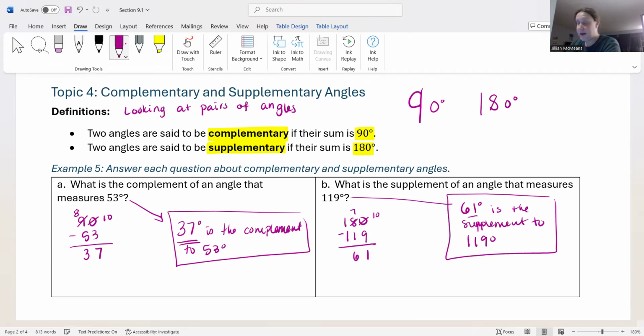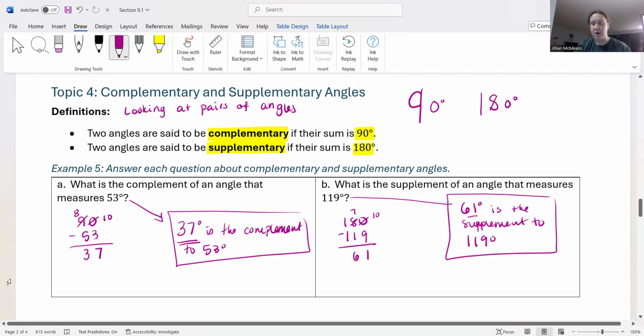And that's it. So that's supplementary and complementary angles. You could be asked if two angles are complements or if two angles are supplements. You just add them up. If their sum is 90 degrees, they're complements. If their sum is 180 degrees, they're supplements. Or you could be asked a situation like this where you're given one angle and you're asked to find its complement, or you're given one angle and you're asked to find its supplement. So just remember 90 degrees and 180 and make sure you know which is which. Okay? There we go.